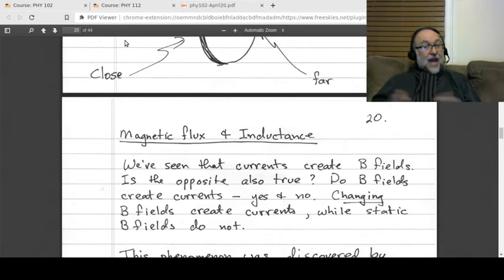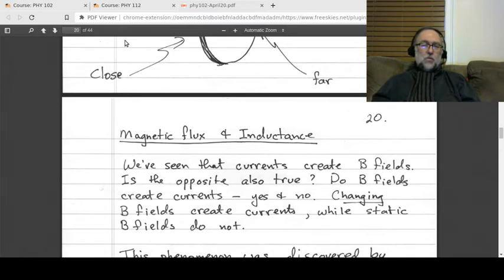Static magnetic fields don't create currents. They will exert a force on a current, but they won't create a current. So if you have a wire that's not attached to a battery or anything like that, and you just bathe this wire in a magnetic field, there's no current in the wire. The magnetic field is not going to create a current in that wire.